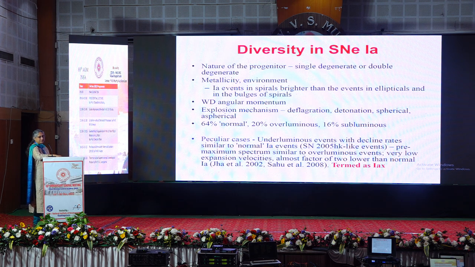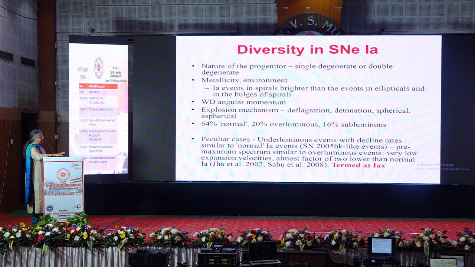And of course, these peculiar cases, as I mentioned earlier, these are underluminous events which have a decline rate similar to what we call as the normal type 1a supernovae. Their pre-maximum spectra are very similar to the overluminous events, but they have extremely low expansion velocities, almost a factor of 2 lower than the normal type 1as. These are termed as the type 1ax.